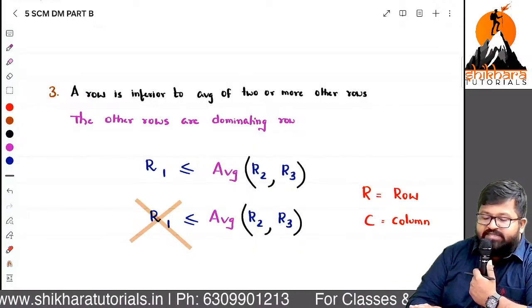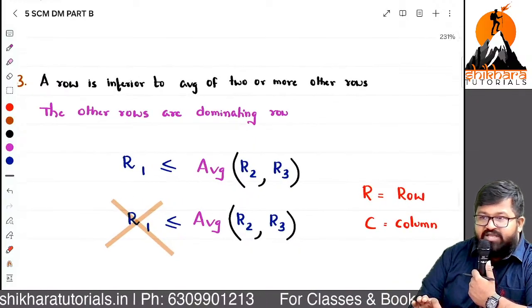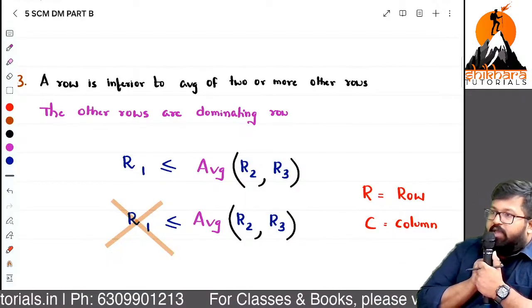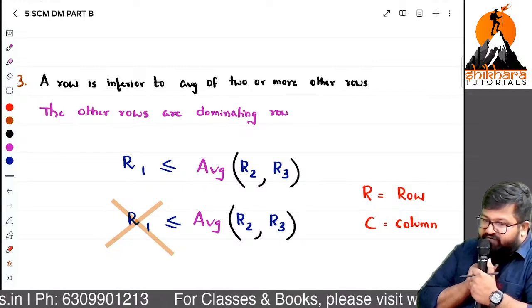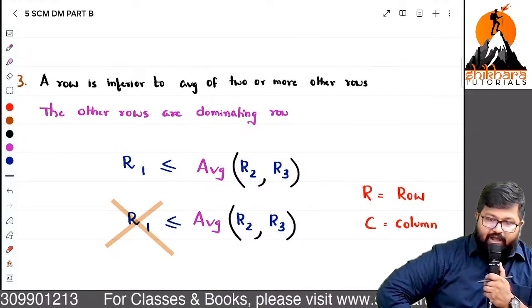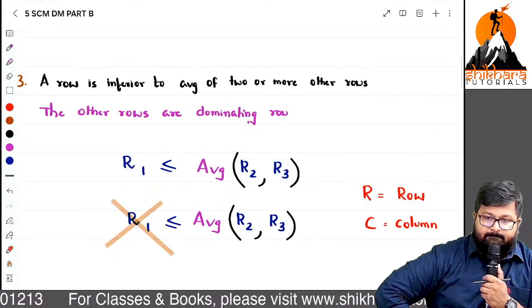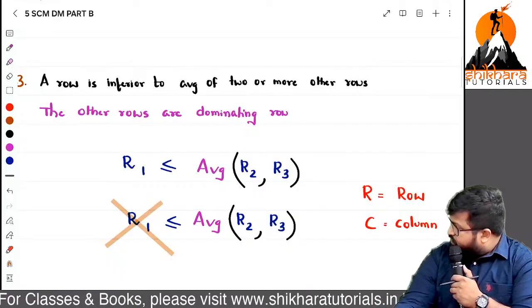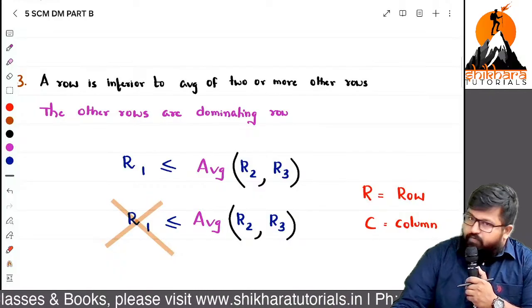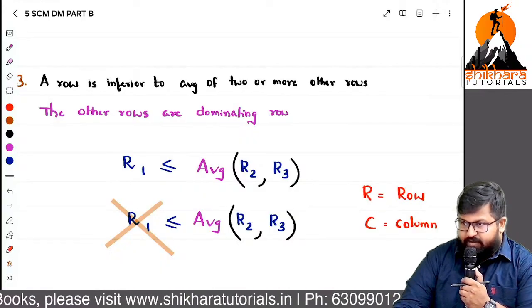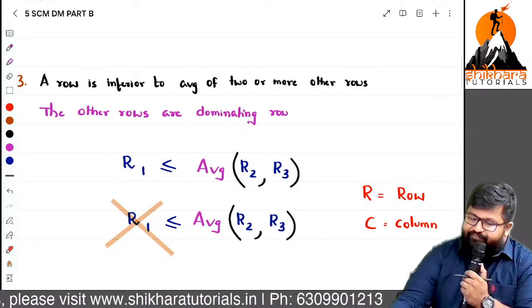A row is inferior to average of two or more other rows. In this case, what are the other rows? They are the dominating ones.